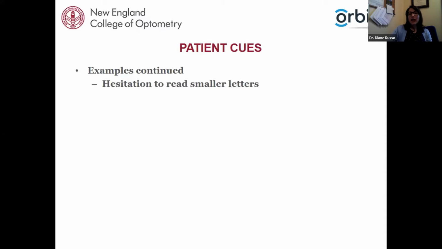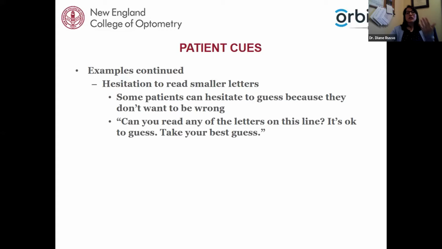If a patient's very hesitant to read the smaller letters, let's say they read the 20/30 line, but then when you go to 20/25, they're very hesitant, maybe they're very, very slow, they'll read some of them, and then you go down to the 20/20 line and they stop reading. And so it could be that all the letters are too small, but it could be that they don't want to get it wrong, and so they'd rather not read the line at all than guess. And in this case, I encourage my patients, can you read any of the letters on this line? It's okay to guess, take your best guess, give it your best shot, encourage the patient.